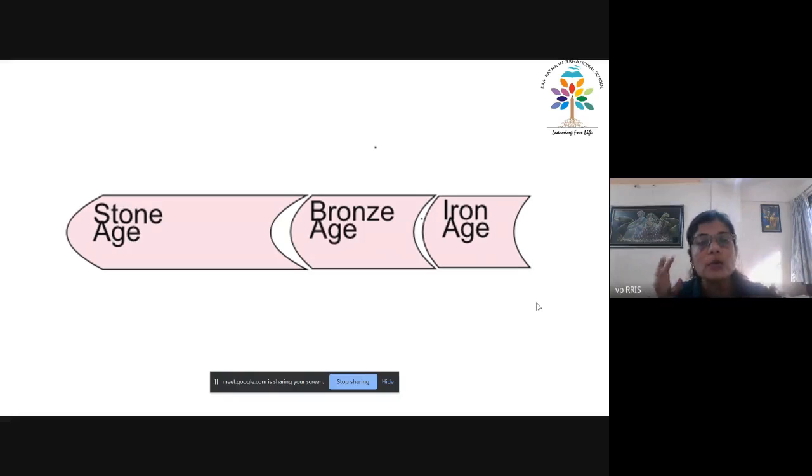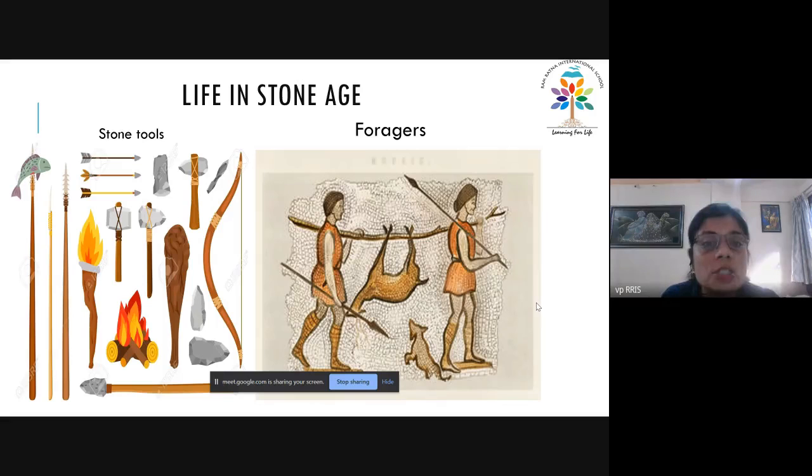So, how was the life in Stone Age? Why is it known as Stone Age? Stone Age was initially the start when the human beings started living. When the Homo sapiens came into existence, or when the life started on Earth, it started as the Stone Age. That was the first age. And why is it known as Stone Age? Can anybody tell me why it is known as Stone Age?